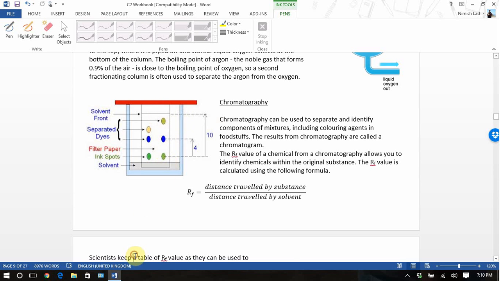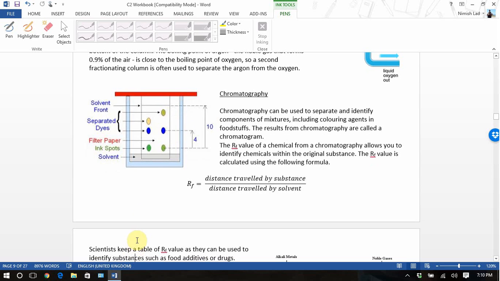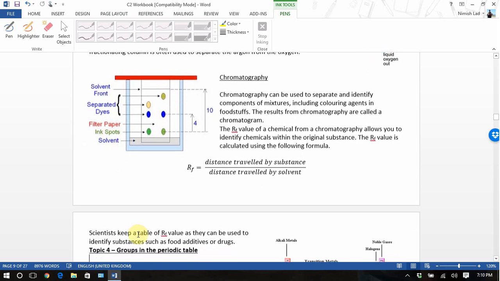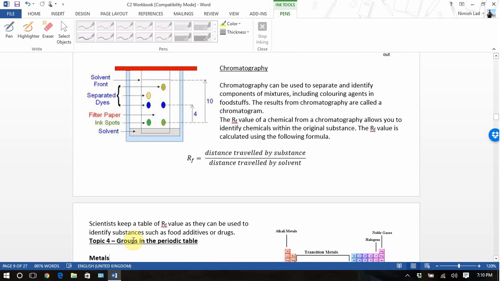So scientists keep a table of these RF values so they can identify substances such as food additives or drugs. And that is the end of the topic 3 video on covalent bonding and classifying materials and separation techniques.